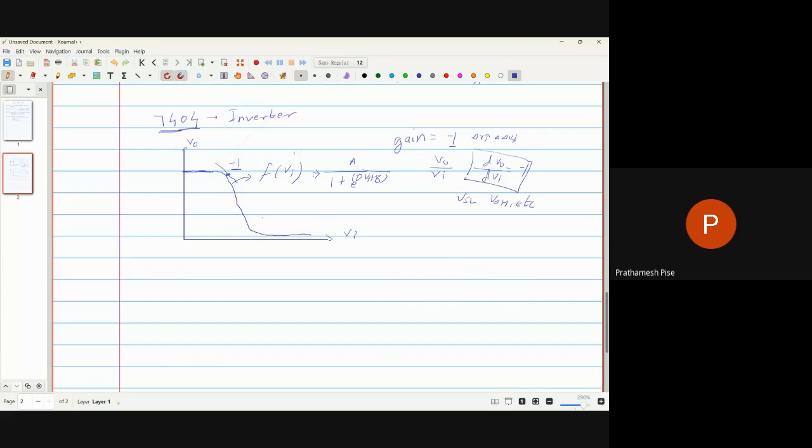You got my point? So if you get any equation like this, I guess there was one question at my time based on these kinds of equations. What you have to do, you have to differentiate this equation with respect to Vi, and then see wherever the slope becomes -1. Those points will become our VIH, VIL, depending on their position.